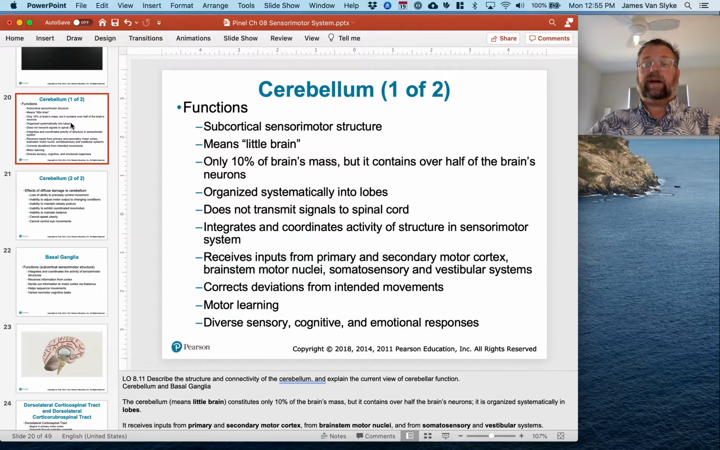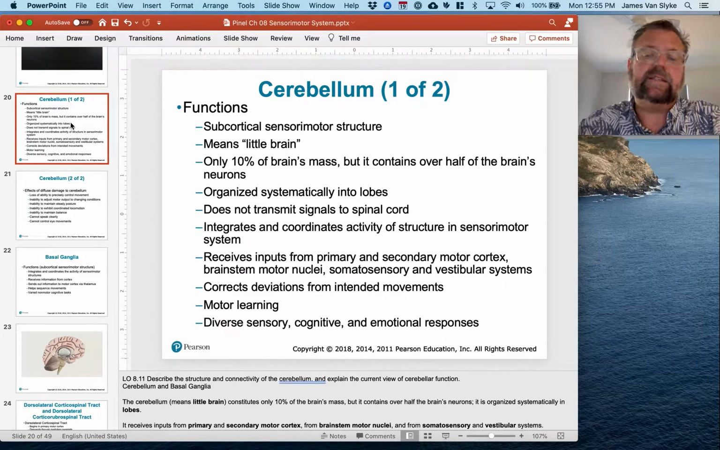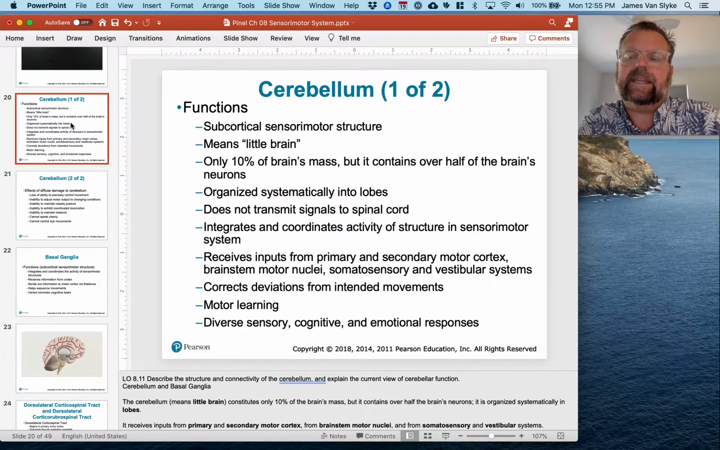It's organized systematically into different lobes, just like the cortex is. It does not transmit signals to the spinal cord, so it doesn't seem to be involved in those kinds of functions, but it does integrate and coordinate activity of the structures in the sensorimotor system. It's almost like a vice president or a second in command, helping to integrate and clean up different types of motor actions that we do. So it has this kind of secondary role in certain kinds of motor actions.